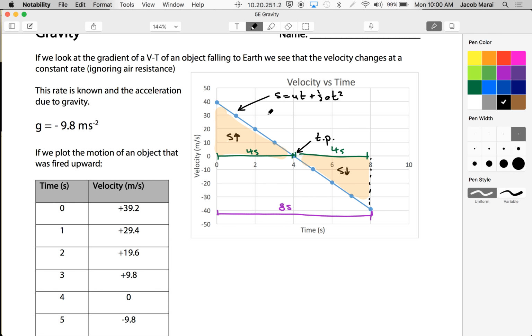Well, the maximum displacement is when it's halfway through its journey, so we could split it into 4 seconds. Let's set t equal to 4. So we would go 39.2 by 4 plus a half of negative 9.8 by 4 squared. And that would give you the greatest value. You would get plus 78.4 meters. Okay?